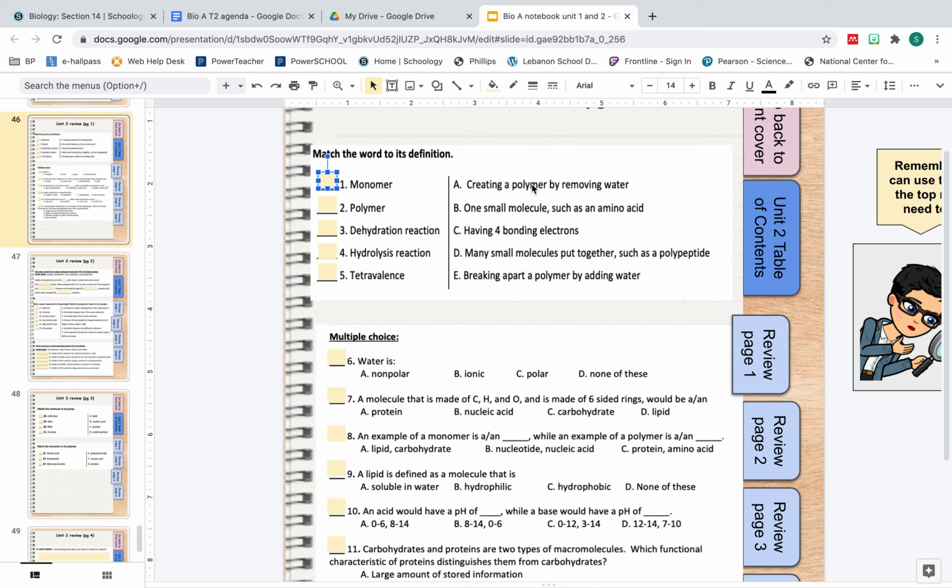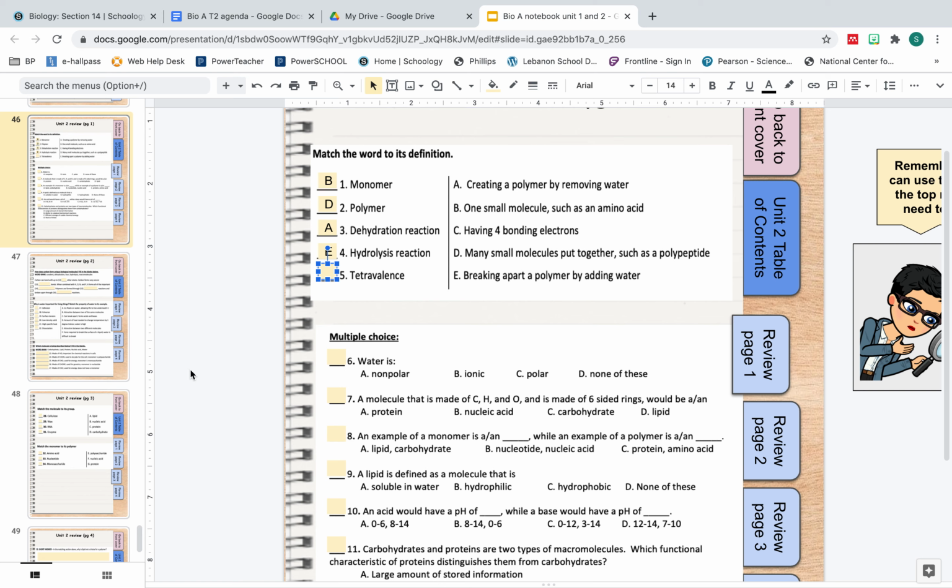A monomer is a small molecule like an amino acid. A polymer is many of them put together, such as a polypeptide. Dehydration, you think you're dehydrated, you've lost water, you remove water. So this is creating a polymer by removing water. Hydrolysis is the other way around, break apart a polymer by adding water.